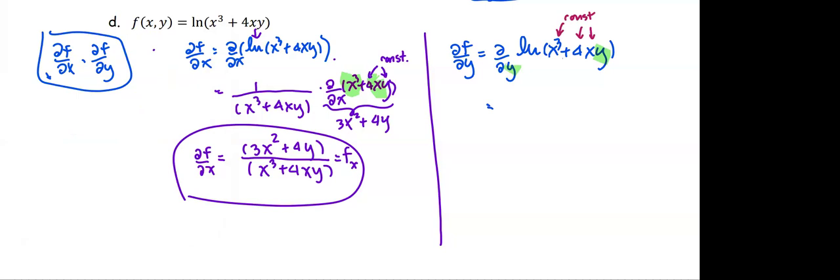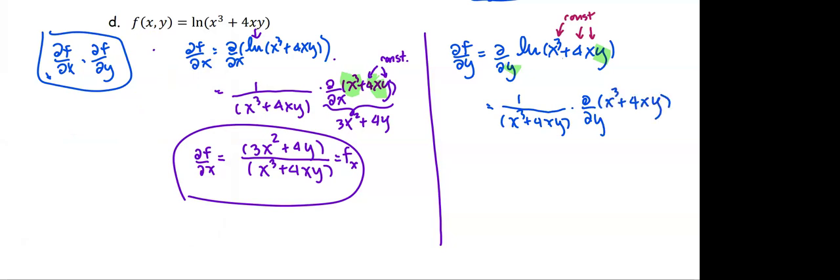We apply the chain rule. Log as the outer function, it's going to be 1 over the quantity behind the log, x to the third plus 4 times x times y, and then multiply by the partial derivative with respect to y of the quantity x to the third plus 4 times x times y.